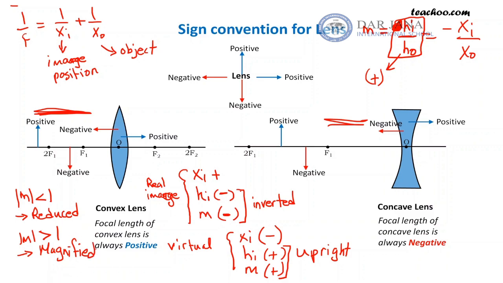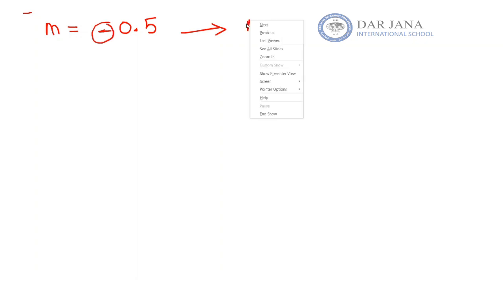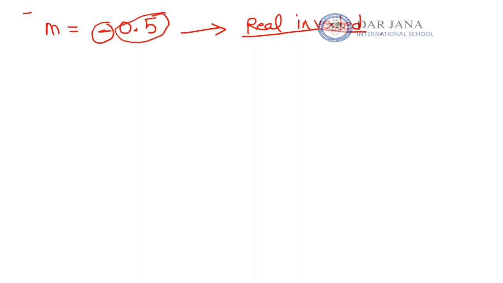Now, let's take a simple example. Let's say the magnification is equal to negative 0.5. What does this mean? What can we conclude from this? What does the negative mean? That it is a real, inverted image. So every negative is real and inverted. The 0.5, since it is less than 1, we just look at the absolute value. We don't look at the sign. If we want to know the size, it is a reduced image.